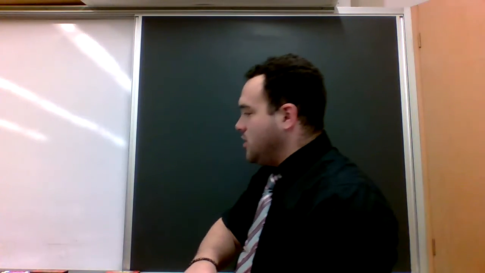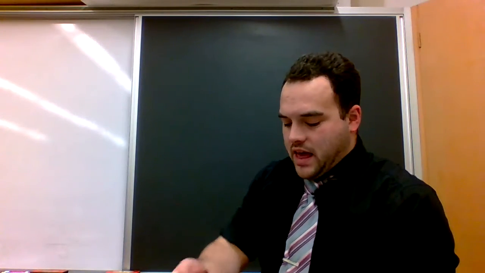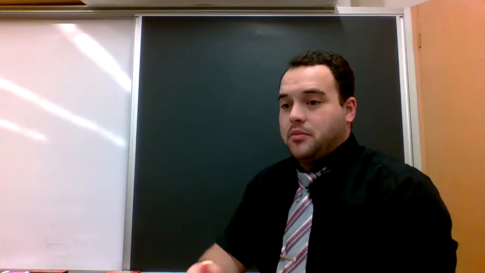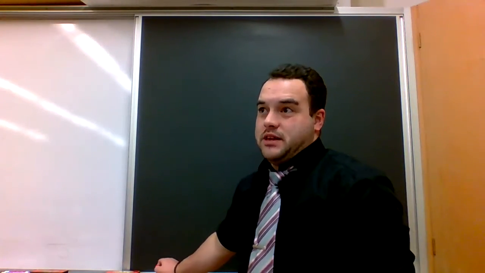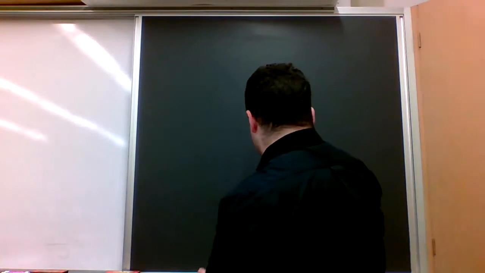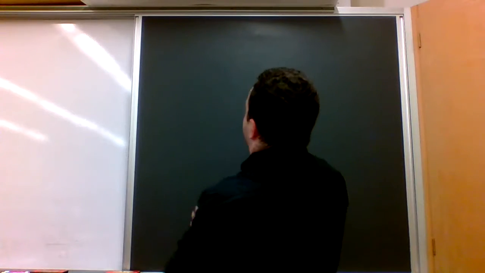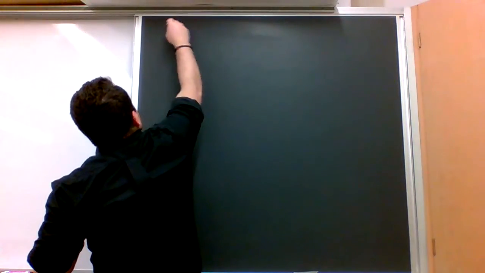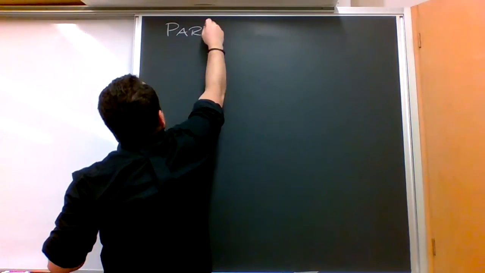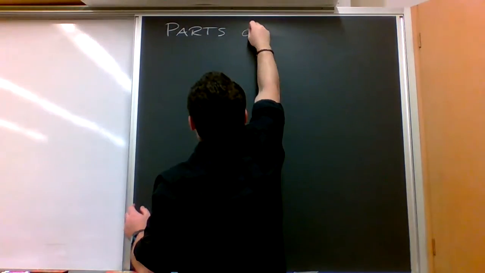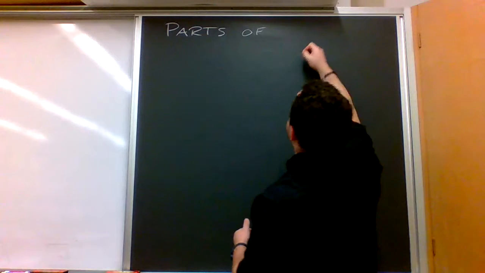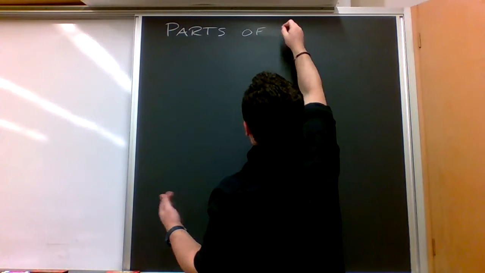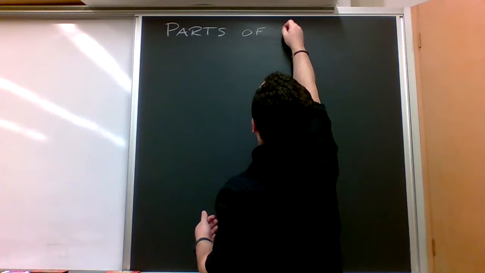Alright folks, this video is all about the parts of an atom. These are the basic building blocks that make up everything. Every single object, person, place, thing, animal, etc. is made of atoms. So, parts of an atom. And this will help us better understand the periodic table and how it's organized as we move through this project we're working on.